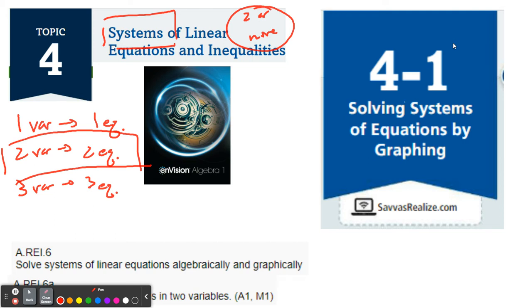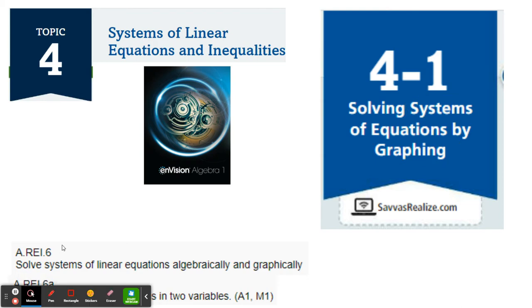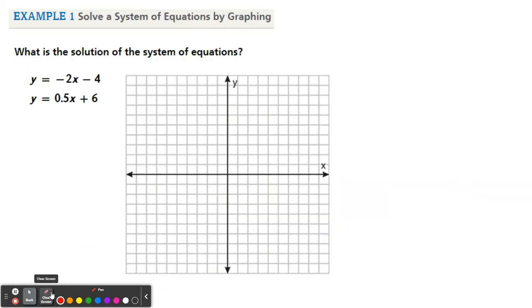And in this lesson, lesson 4.1, we're going to solve these systems by graphing. So graphing a line is going to come into play here in this lesson. All right, so example 1 says, what is the solution of the system of equations? So here are two equations. So let's label the first one equation 1, the second one equation 2. All right, so we're going to graph these equations.